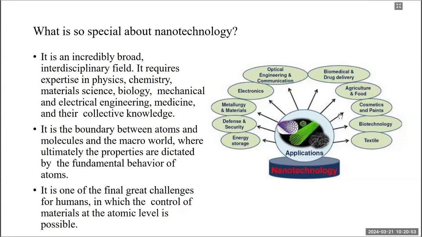It can also be used in nanotechnology to make things. Then, according to the scientific disciplines, physics, chemistry, material science, biology, all of them are necessary. So it is actually the boundary between atoms and molecules and the macro, where ultimately the properties are dictated by the fundamental behavior of atoms. So those are the necessity or the significance of nanotechnology, and you can understand that nanotechnology or nanoengineering actually constitutes all the major disciplines of science.